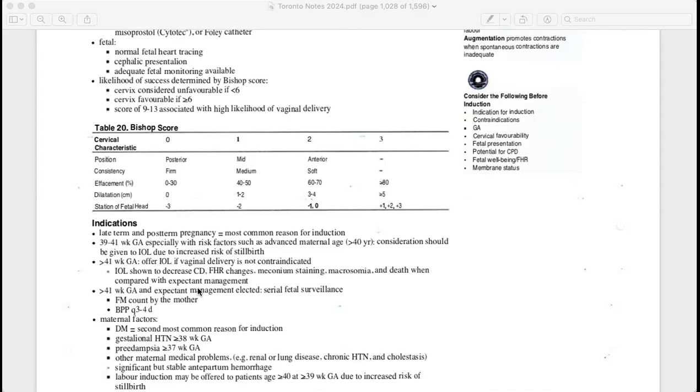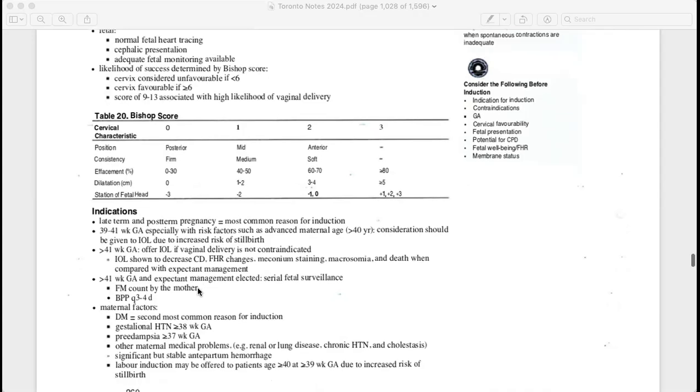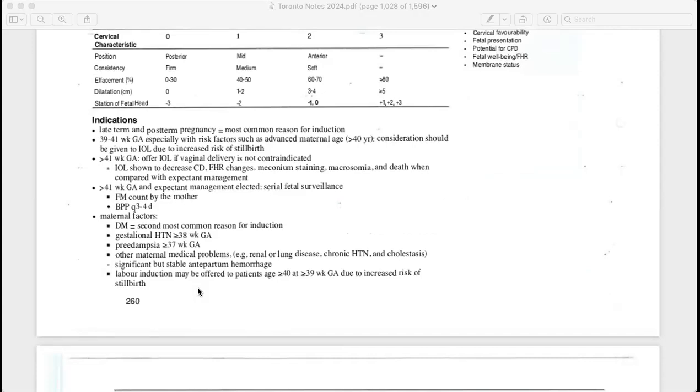But if it's more than 41 weeks, expectant management may be elected, depending on fetal surveillance, whether the fetus is alive or not. If the fetus is alive and the fetal movements can be counted by the mother, then BPP every 3 to 4 days. And according to that, you can offer vaginal delivery or maybe cesarean delivery, depending on the fetal surveillance, if the fetus is okay. And not just fetal surveillance, but also the mother's choice. That's more important than anything else.